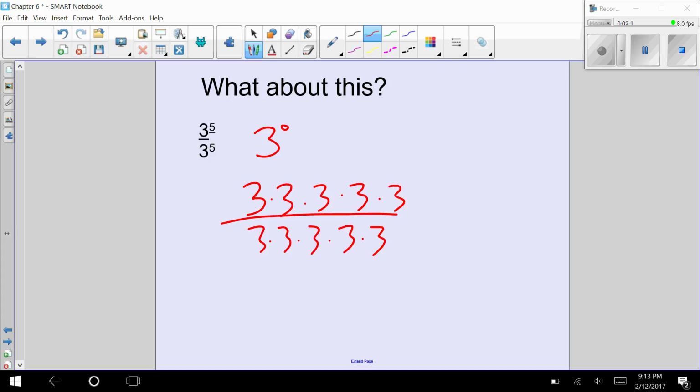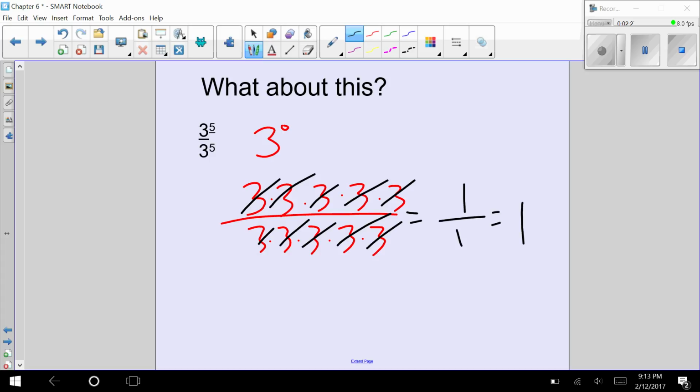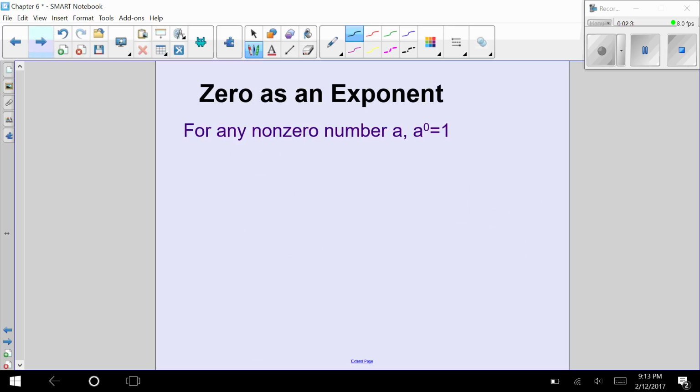All right, let's divide the top and bottom both by 3. Divide the top and bottom both by 3 again, by 3 again, by 3 again, and by 3 again. Notice that when we divide by 3, we get 1 over 1, or just 1. So we have two different answers here, 3 to the 0 power and 1, which leads us to 0 as an exponent. For any non-zero number a, a to the 0 power is 1.